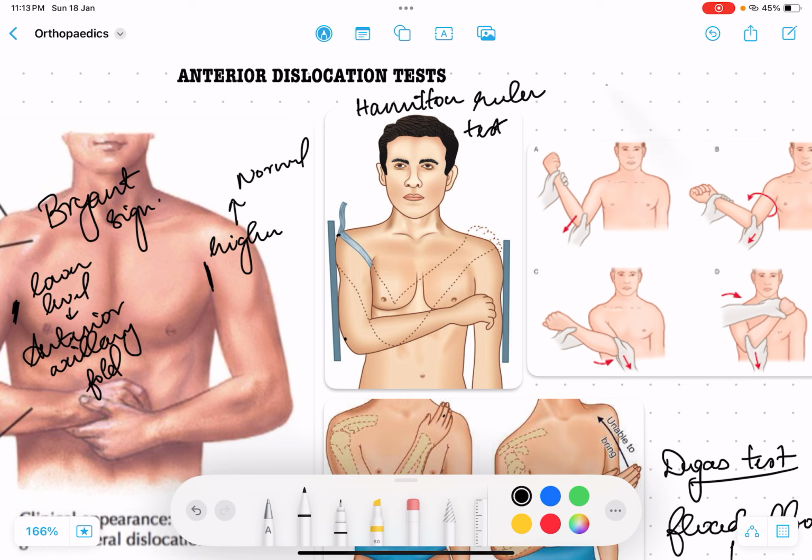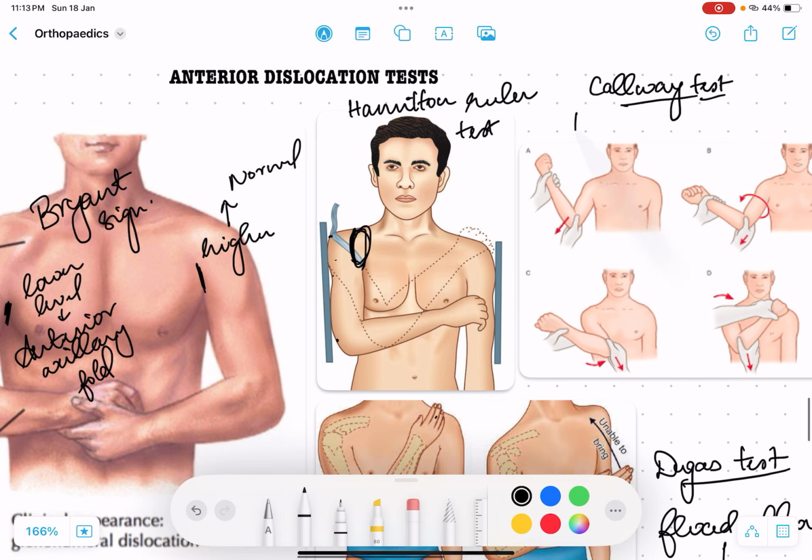And then there's another called the Calvé test. In the Calvé test, we measure the vertical circumference of the axilla, not the horizontal circumference. The vertical circumference is increased on the dislocated side.